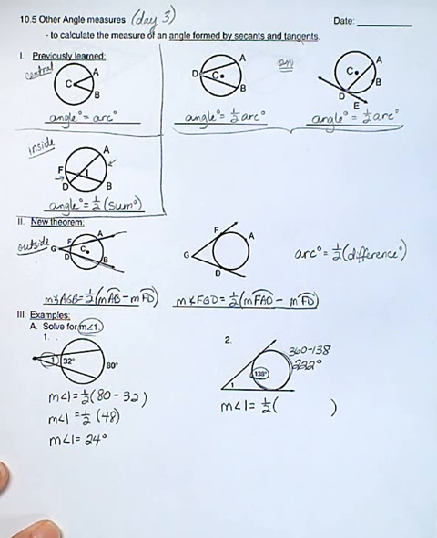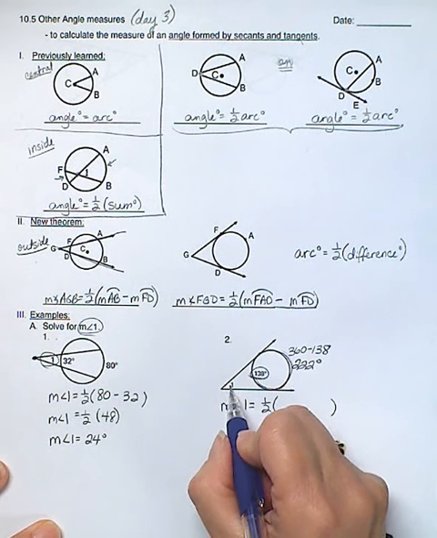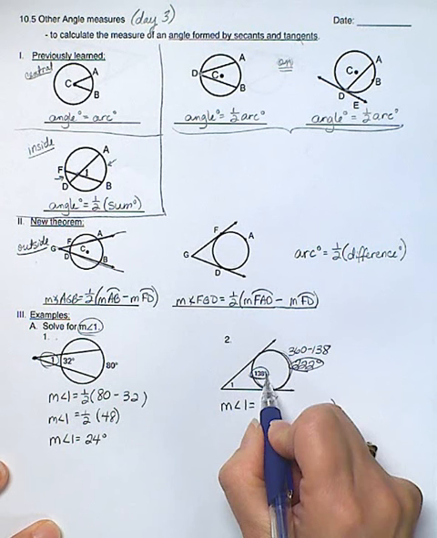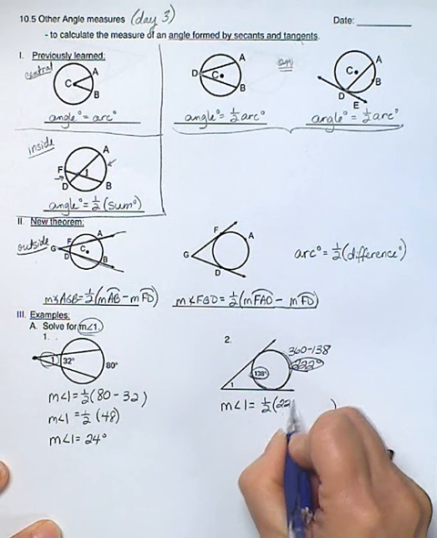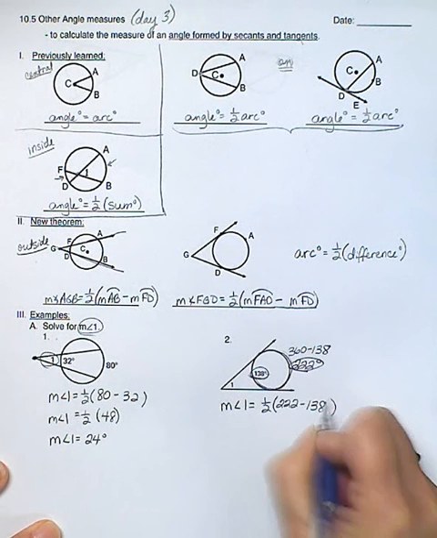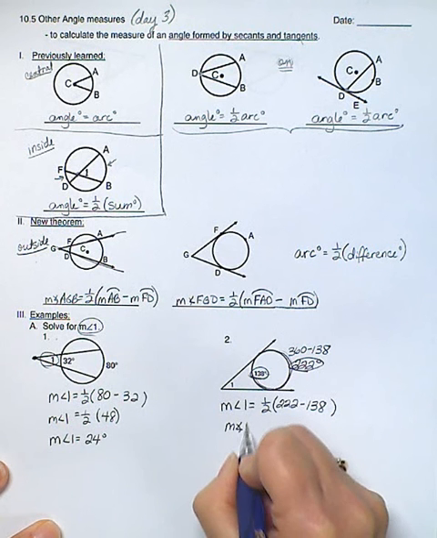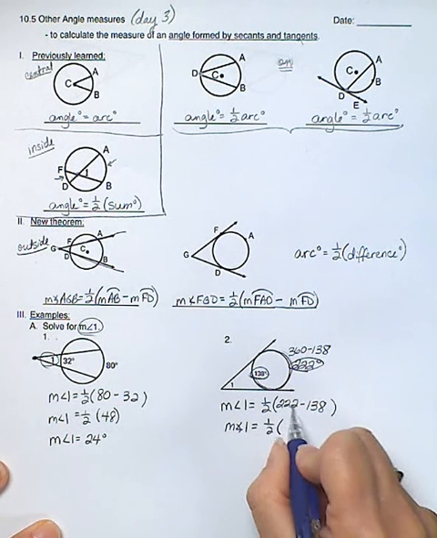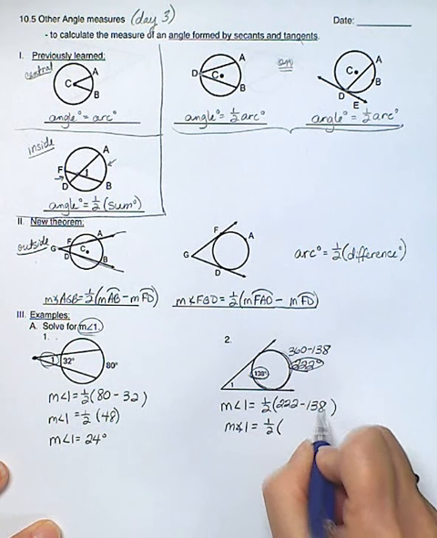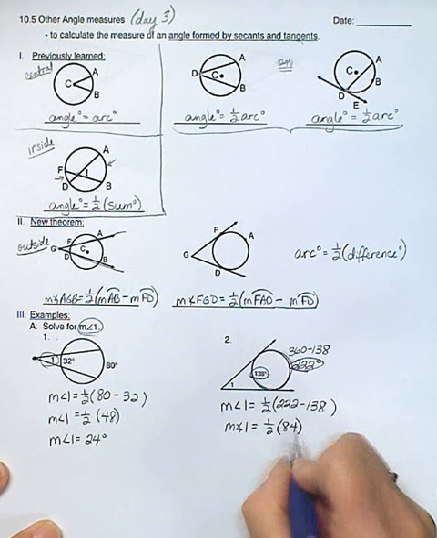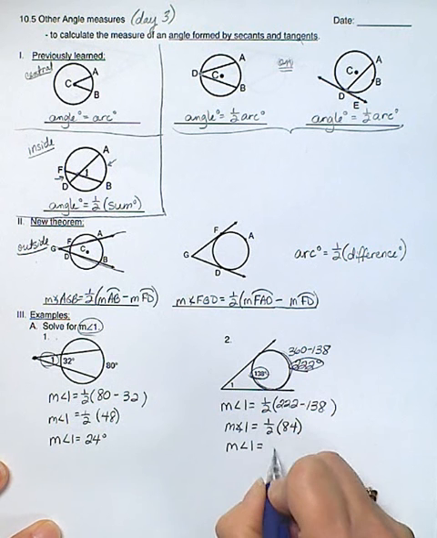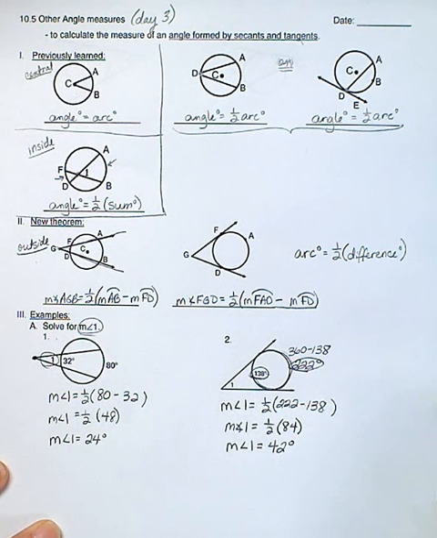So now the angle is half the difference of these two arcs. So 222 minus 138. So the measure of angle 1 is half of 222 minus 138, which is 84. So the measure of angle 1 is 42 degrees. Again, you can see that it's getting smaller.